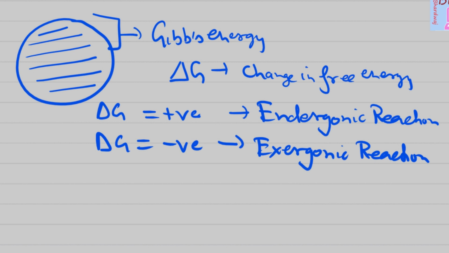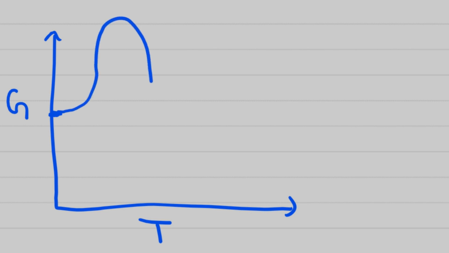Now we will try to understand the concept of free energy through a graph. Let us draw a graph like this. On the y-axis you denote the Gibbs free energy, and on the x-axis you denote the time. Let's suppose a reaction starts, and the reactants have some energy. Now these reactants cross a barrier of energy known as the activation energy, and there is formation of the final product.